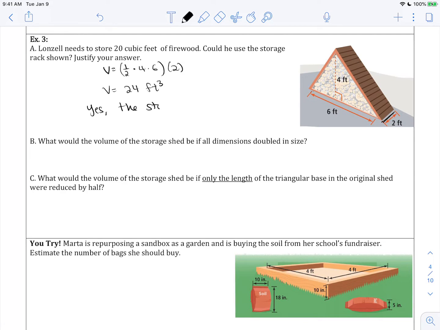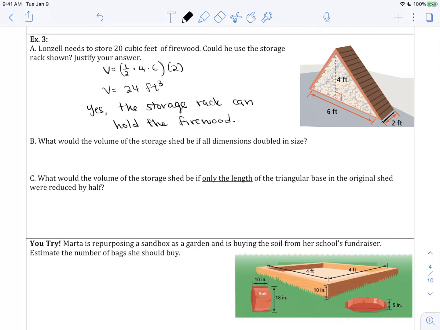the storage rack can hold the firewood because it has more storage capacity than the amount of wood that he needs to store, right? What would the volume of the storage shed be if all dimensions doubled in size?